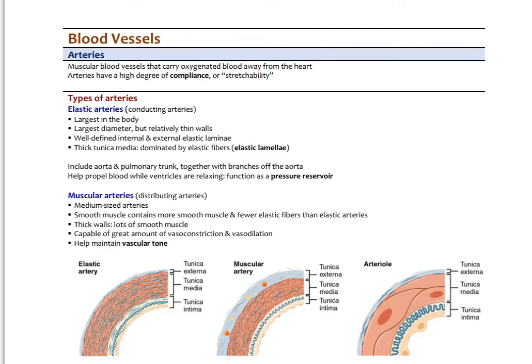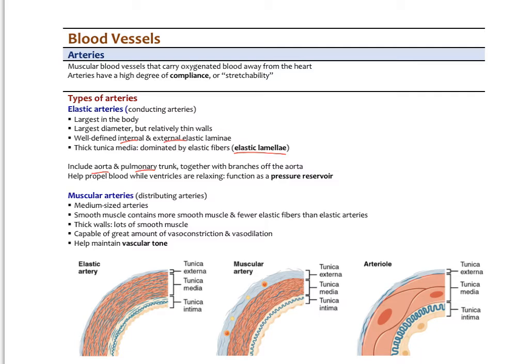The two major types of arteries would be elastic arteries. They're also known as conducting arteries. They're the largest in the body, but have relatively thin walls. They have a well-defined internal and external elastic lamina, and then they have a very thick tunica media that has a lot of elastic fibers in it. We call that the elastic lamella. And this would include arteries like the aorta, the pulmonary trunk, together with all the major branches that come off the aorta. These would all be elastic arteries.